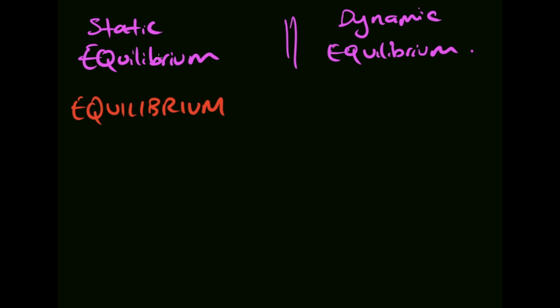Okay, so in order to understand static equilibrium and dynamic equilibrium, we need to understand what equilibrium is, okay? So equilibrium is a state of the system in which the forward rate of reaction is equal to the reverse rate of reaction. So let's write that down.